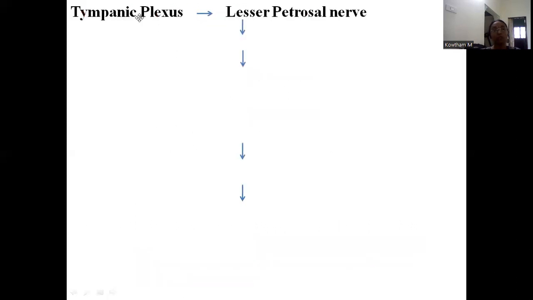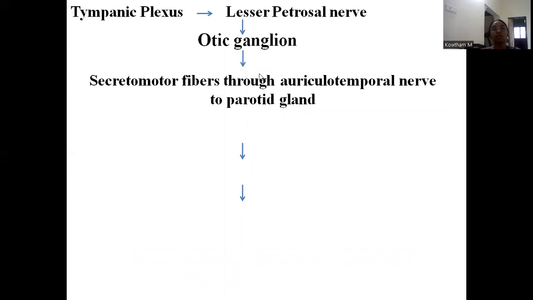Now, one more important branch will arise from the tympanic plexus, that is the lesser petrosal nerve. It relays in the otic ganglion. From this, postganglionic parasympathetic fibers arise, which pass through the auriculotemporal nerve and give secretomotor fibers to the parotid gland. So that's all about the tympanic branch.